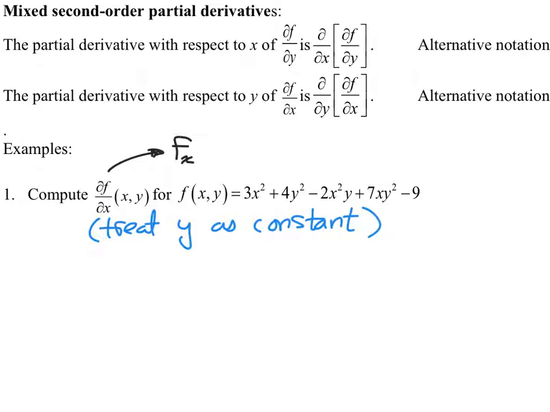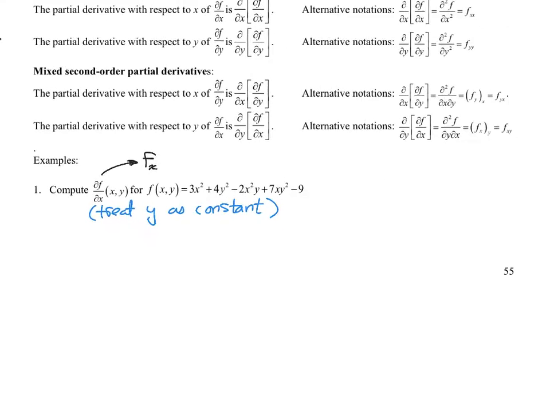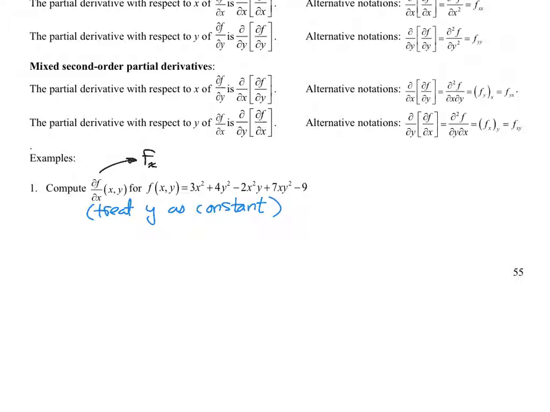And then when you get into second order partials, so here's a second order partial. For example, this is a mixed second order partial. First derivative with respect to x, second derivative with respect to y. You could write it like that, but if you use this notation, it's much simpler. All right, so we'll get to that in a minute.